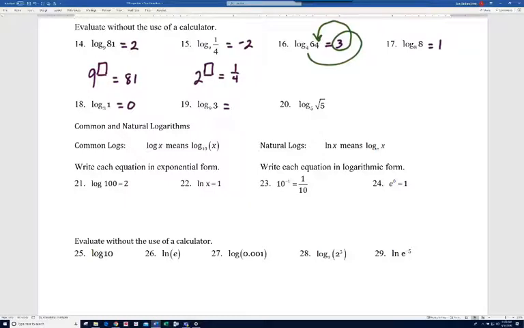On number 19, what exponent do we put on a base of 9 to get 3? Well, we basically did this. This is 9 to the 1/2 power. Remember, 9 to the 1/2 power would be the square root of 9, which does equal 3. Now this one's a little bit tricky. You might want to go ahead and write this as log base 5. Actually, you kind of need to do this. This could be written as 5 to the 1/2 power.